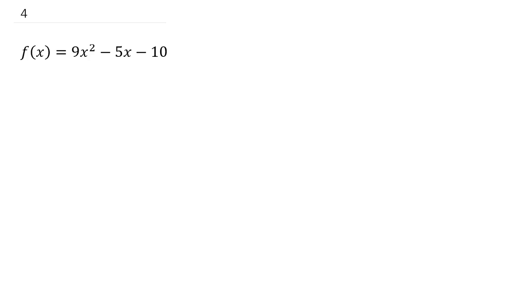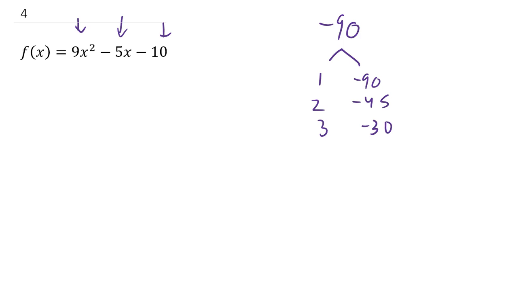For this problem, I multiply 9 and -10 and get -90. And I'm looking for factors of -90 that add up to -5. So 1, -90, that's not it. 2, -45, that's not it. 3, -30, that's not it. Now I'll multiply 4, 5, and -18. Nope, not there yet.